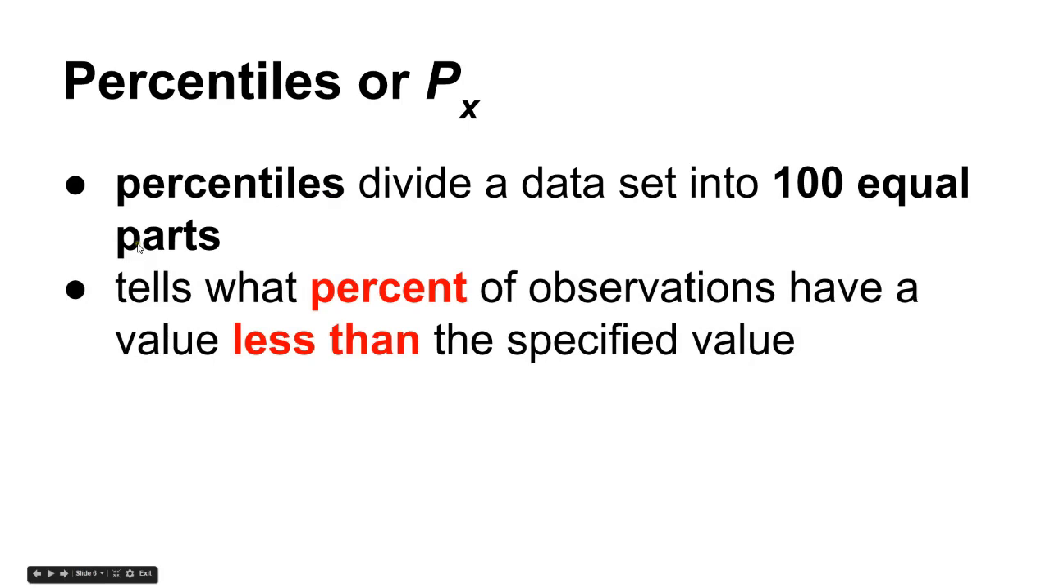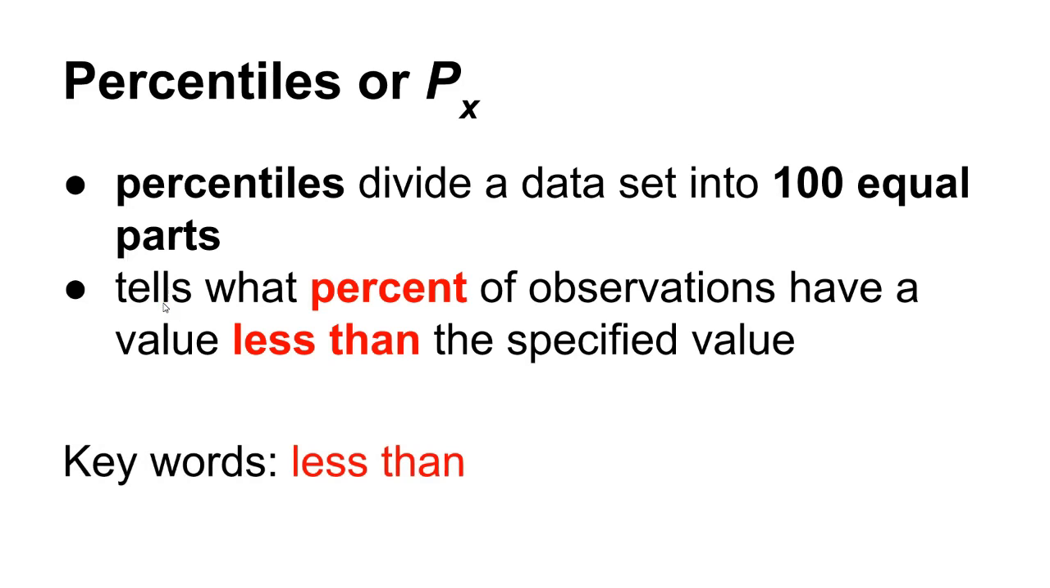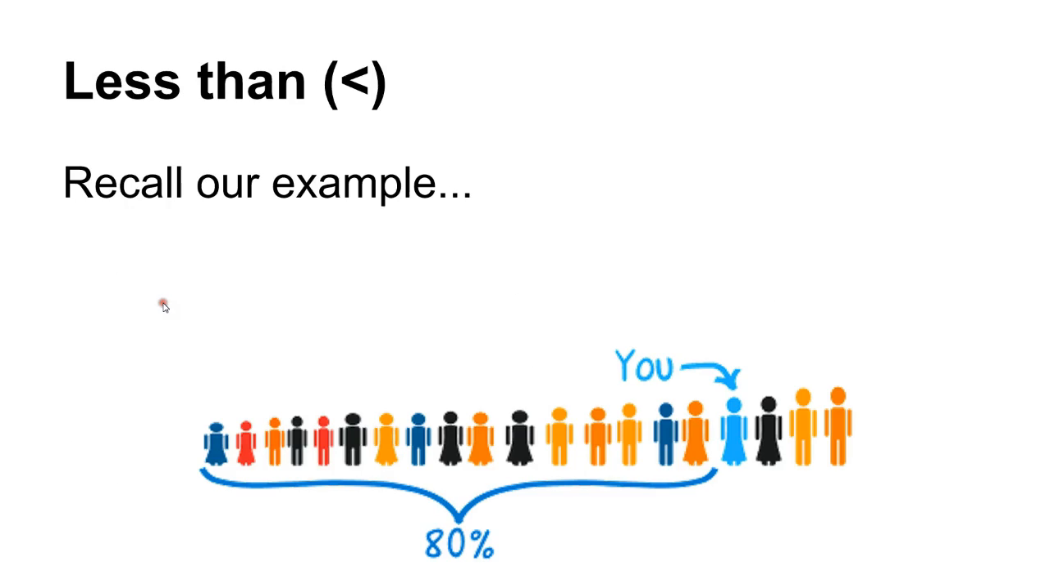So what does the percentile tell you? It tells us what percent of observations have a value less than the value we're talking about. So the key term here is less than. You're always remembering when you're talking percentile that you're talking about the group that has a value less than the value you're talking about. So let's recall our example.